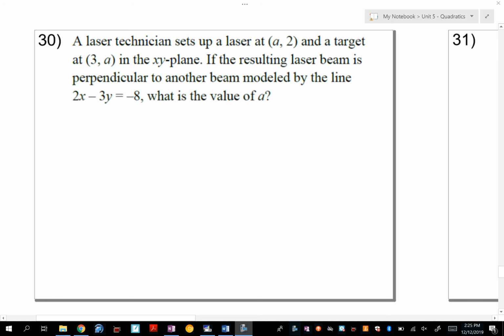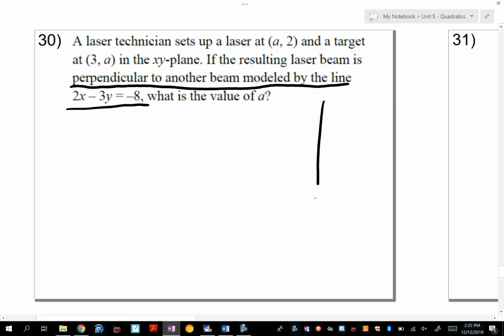If the resulting laser beam is perpendicular to another beam modeled by this line, immediately my brain starts thinking about perpendicular lines. What do you know about perpendicular lines? Very good, Nicole. They do cross, right? They hit. But they have opposite reciprocal slopes. That's what they have. Opposite reciprocal slopes.